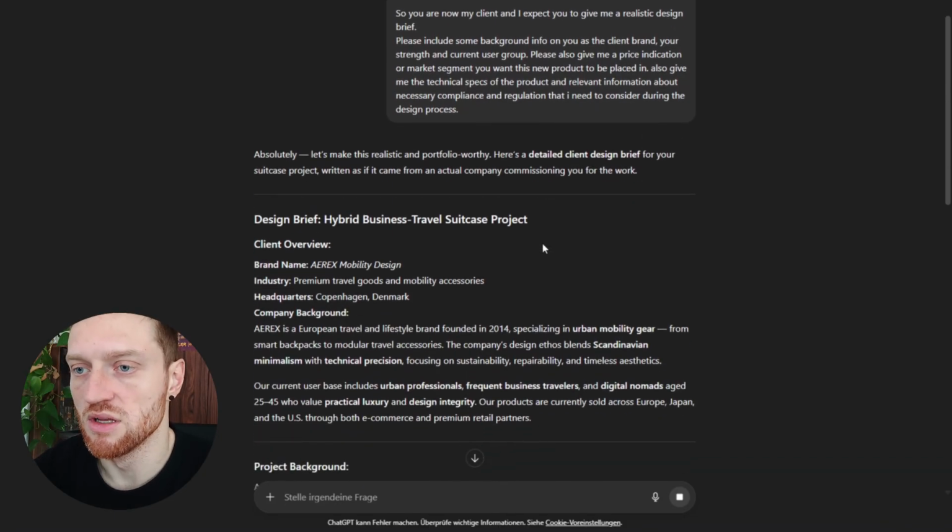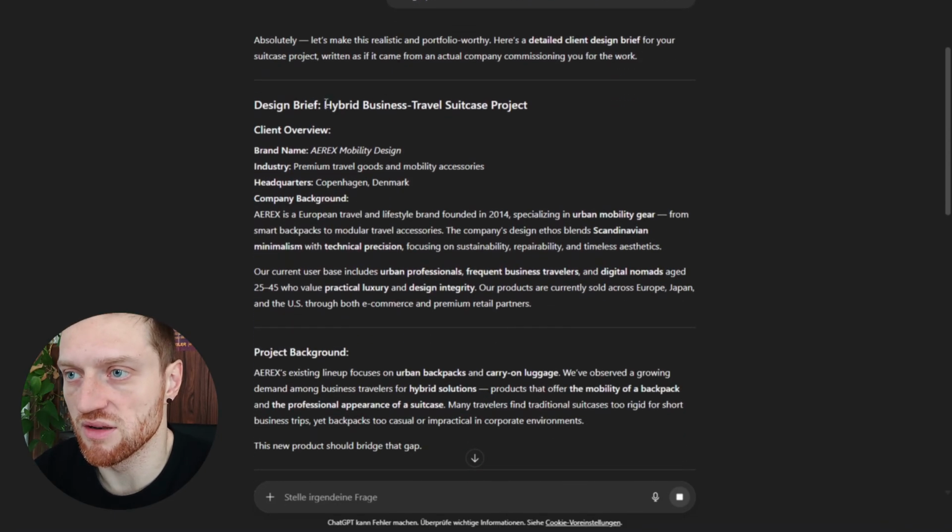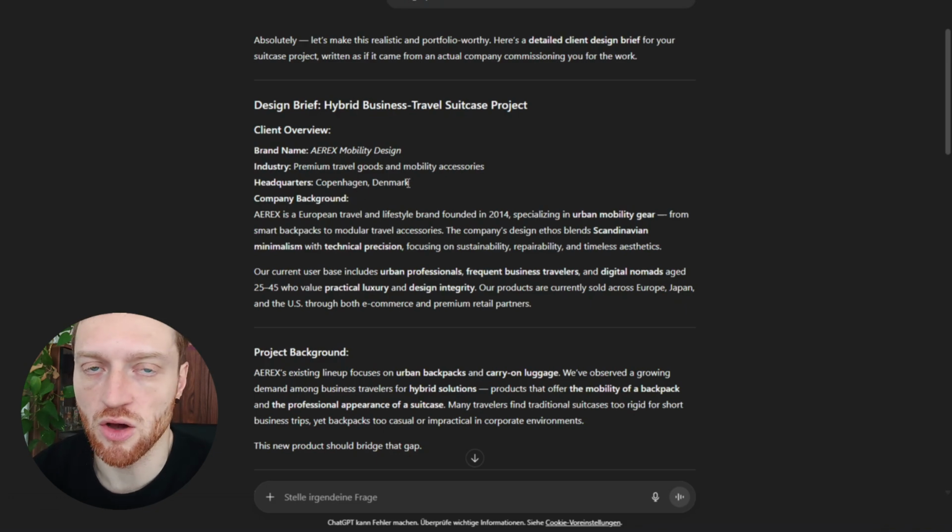All right. So this is the design brief. We get a travel hybrid business suitcase, exactly what I'm looking for. It gives you a brand name, Eric's Mobility Design. It states the industry, premium travel goods, mobility accessories, headquarters Copenhagen, Denmark, right? So I think this is interesting. Now you have a context.